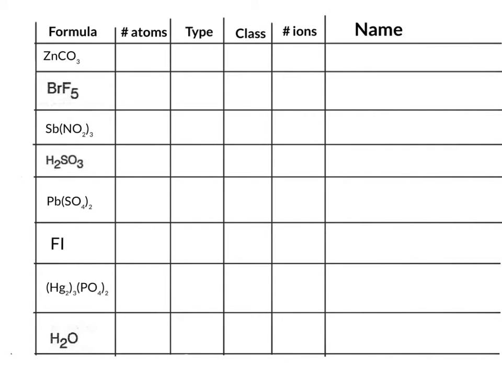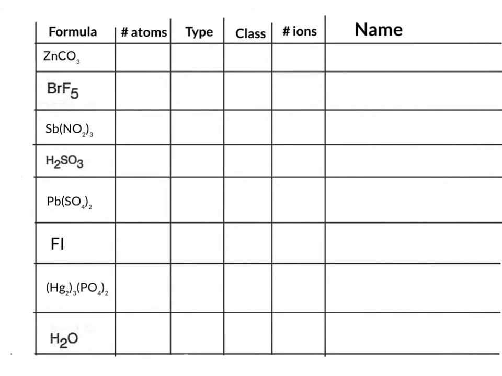Alrighty, the next one. We have H2SO3. There are 2 hydrogens, 1 sulfur, and 3 oxygens for a total of 6 atoms. When we classify this, we start with hydrogen, which is a non-metal. If it's a non-metal, that makes this a molecular compound. As soon as I know it's molecular, that means there are 0 ions. The classification for this will be an acid because it starts with H, and the name for this will be hydrogen sulfite, ITE.